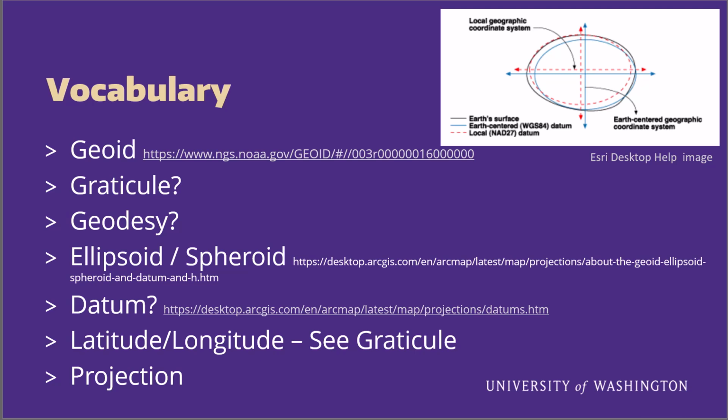Geodesy is the science of accurately measuring and understanding three fundamental properties of the Earth: its geometric shape, its orientation in space, and its gravity field, as well as changes of these properties with time. An ellipsoid or spheroid is a sphere flattened at the poles, a spheroidal volume with unequal axes used to approximate the shape of the Earth in map projections.